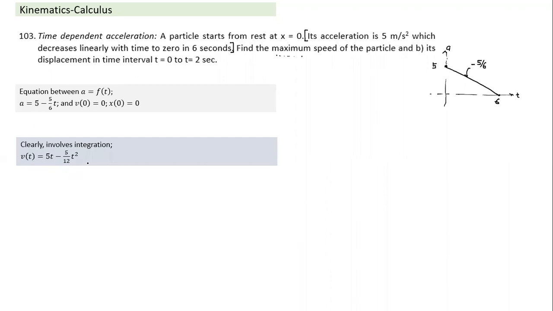Once we have velocity, how would you find maximum speed? What is the condition for maximum speed? Akul, can you tell me the condition for maximum speed? When would speed be maximum? How would I find maximum speed?